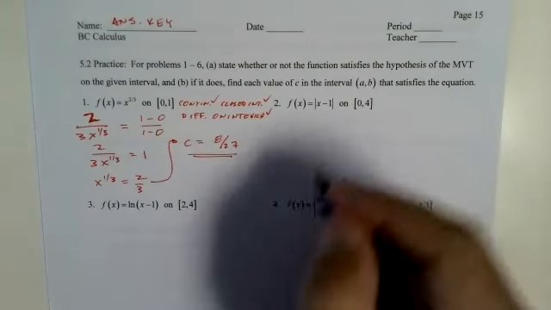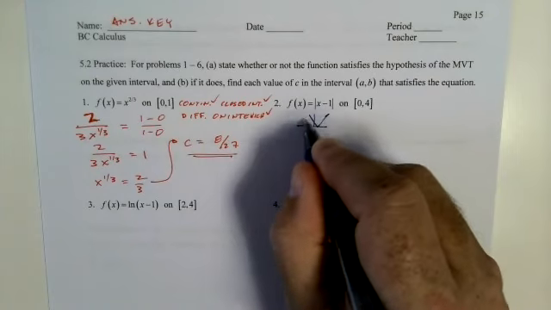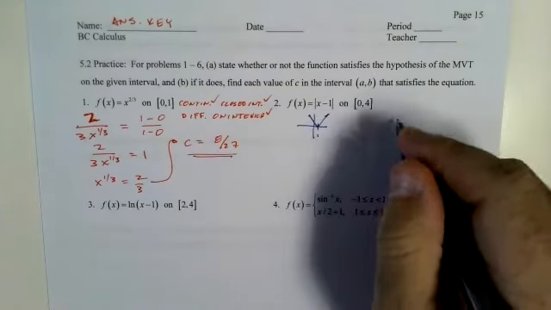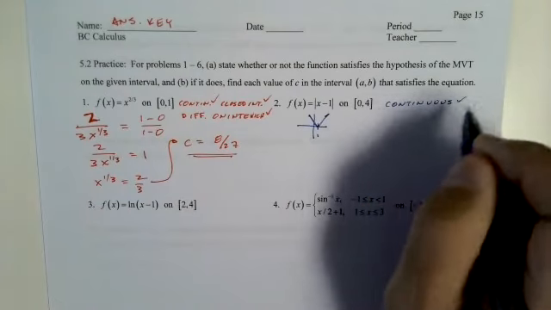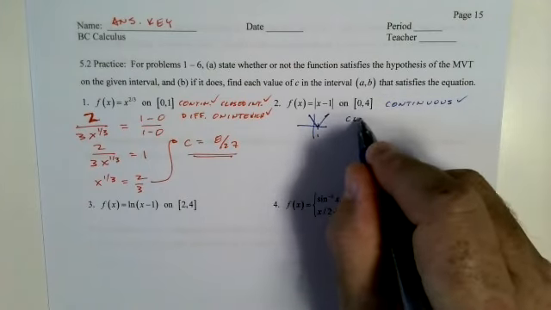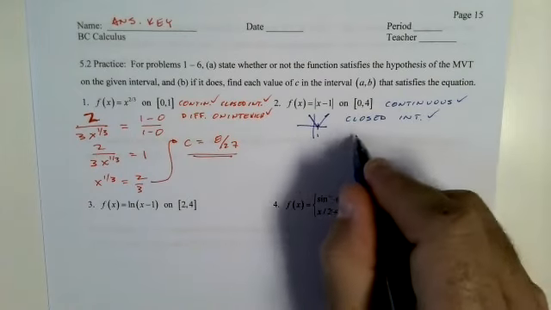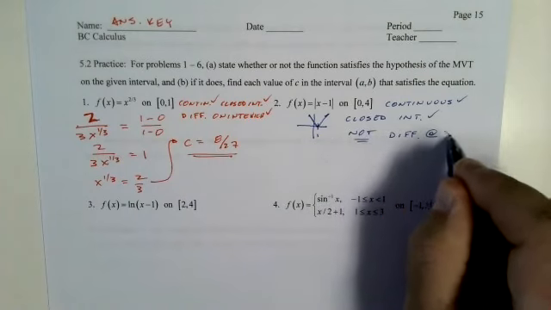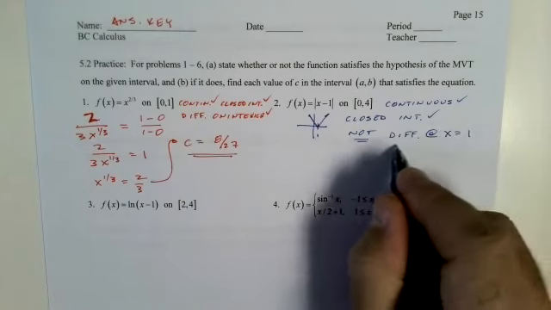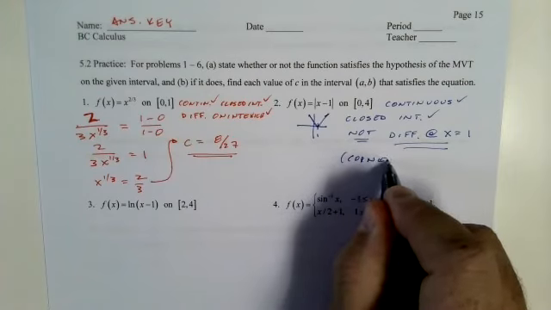All right, let's go, absolute value of x minus 1. So this is over 1. That is continuous. It is a closed interval. However, it's not differentiable. So that's a corner. So we're done. Can't do it.